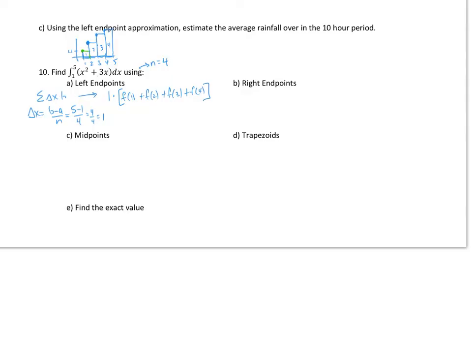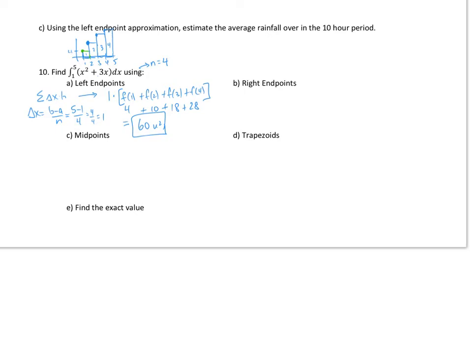So plugging in these values, I end up with f of 1 being 4, f of 2 being 10, f of 3 being 18, and f of 4 being 28. Adding all these up and taking the final sum, I get 60 square units for this particular problem.